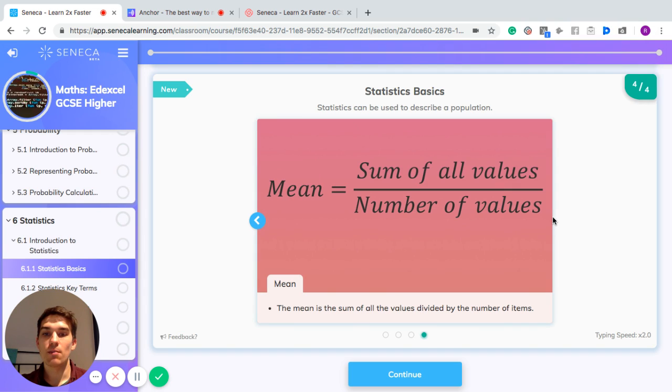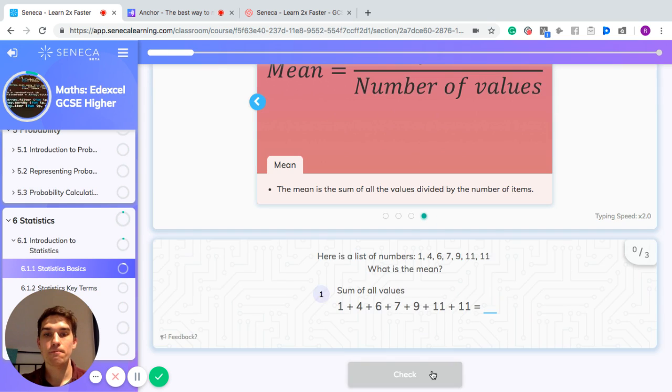And lastly, we've got the mean. Now, the mean is the sum of all of the values in your data divided by how many values there are. So if we have 5 values in our data, we'd add up those 5 values and divide it by 5, and that would give us the mean.